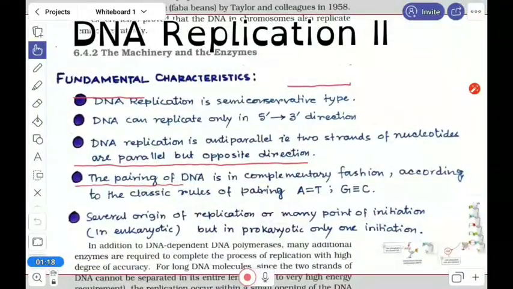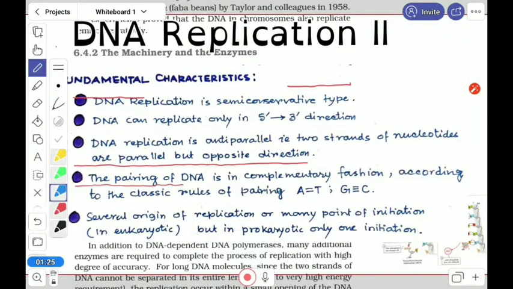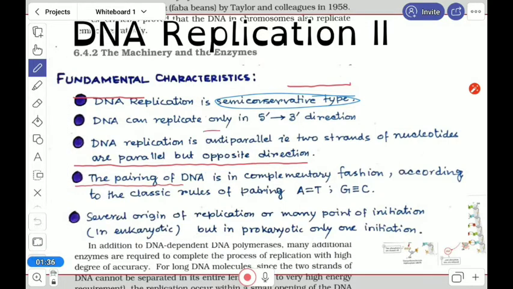Fundamental characteristics of DNA replication. Look here. First, DNA replication is semi-conservative, which we already discussed. DNA replication proceeds in the 5 to 3 direction. So 5 prime to 3 prime, that is the direction it always goes. It does not go in the opposite direction.